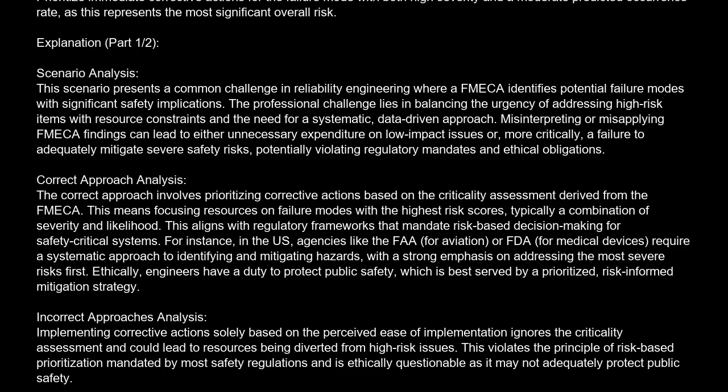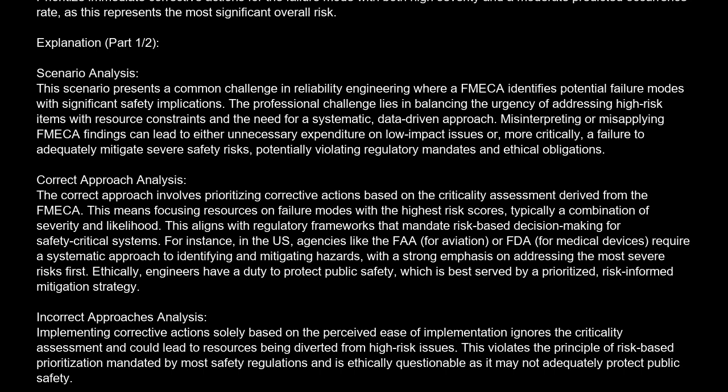Explanation. Scenario analysis. This scenario presents a common challenge in reliability engineering, where a FMECA identifies potential failure modes with significant safety implications. The professional challenge lies in balancing the urgency of addressing high-risk items with resource constraints and the need for a systematic, data-driven approach. Misinterpreting or misapplying FMECA findings can lead to either unnecessary expenditure on low-impact issues or, more critically, a failure to adequately mitigate severe safety risks, potentially violating regulatory mandates and ethical obligations.